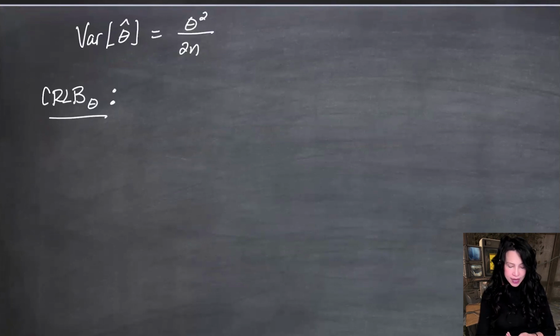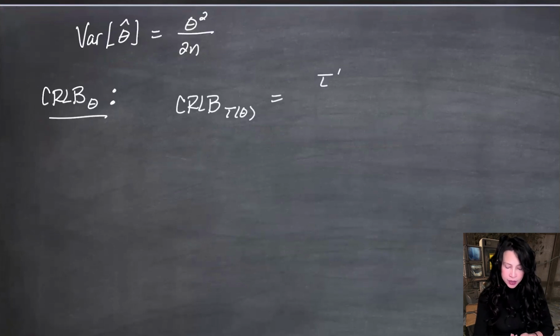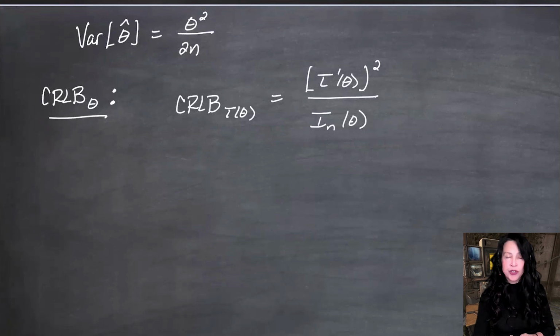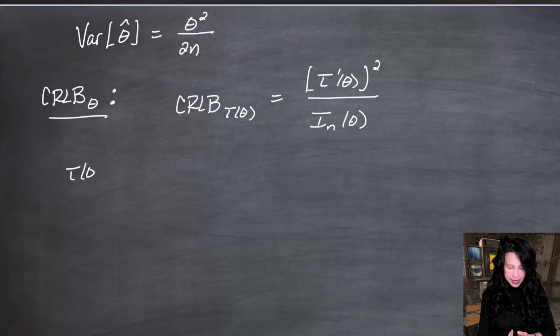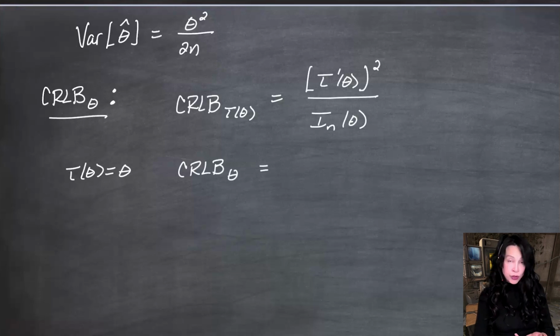You'll recall that the Cramer-Rao lower bound for the variance of all possible unbiased estimators for some function tau of theta is going to be the derivative of that function with respect to theta, squared, over the n-dimensional Fisher information. In our case, tau of theta is theta itself, so our Cramer-Rao lower bound for theta is going to be, the derivative of that is 1, so it's going to be 1 squared over the n-dimensional Fisher information.